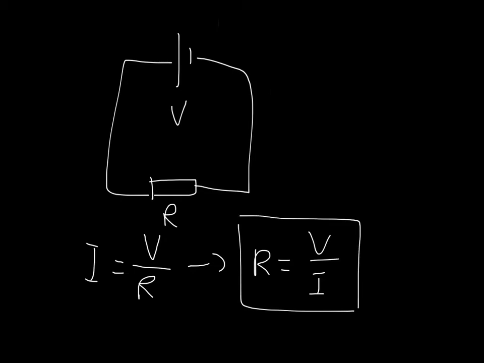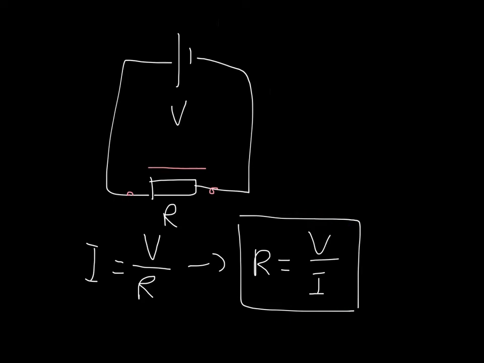This tells me that if I want to know the resistance of something, I need to measure the potential difference between these two sides, and then I need to measure the current that's going through the resistor, and then the ratio of these two things will give me the resistance. So this is, again, the definition of resistance. It's not something that you derive, that's just how you define resistance.